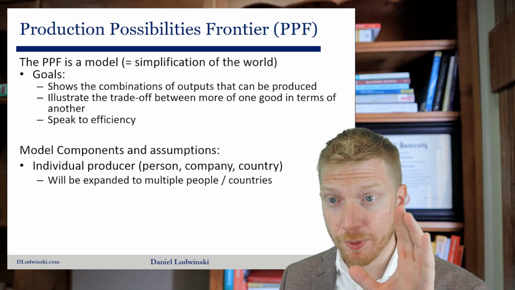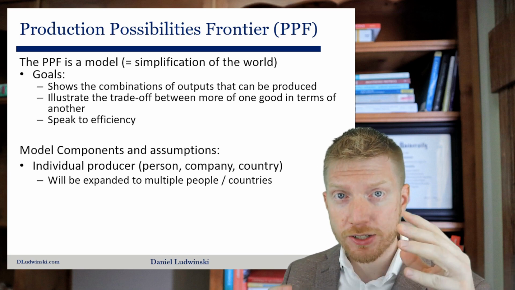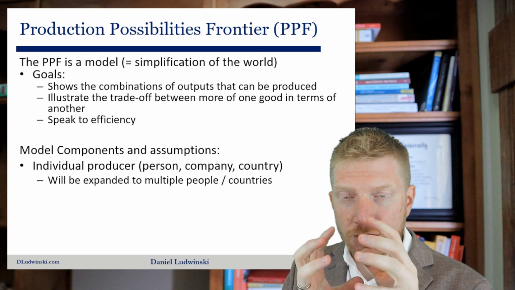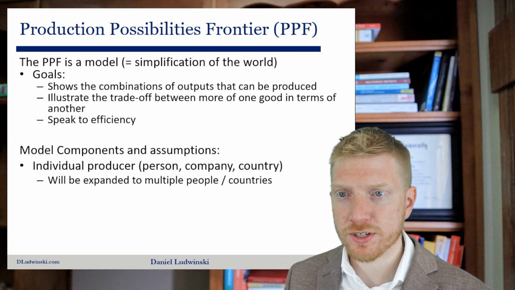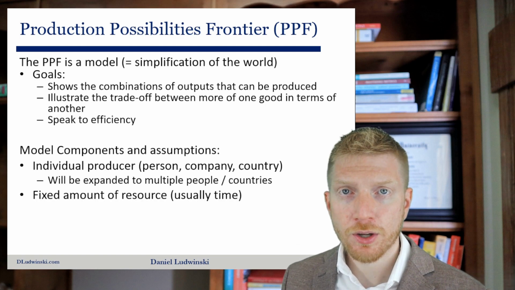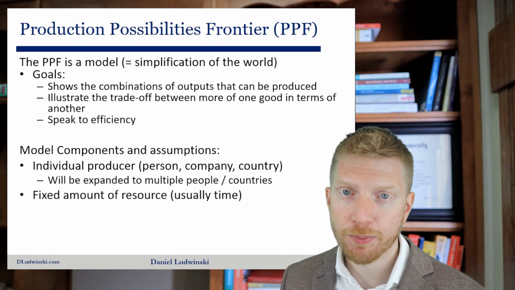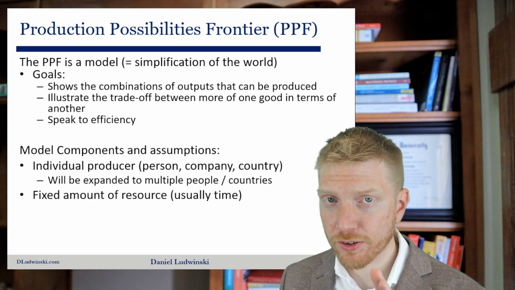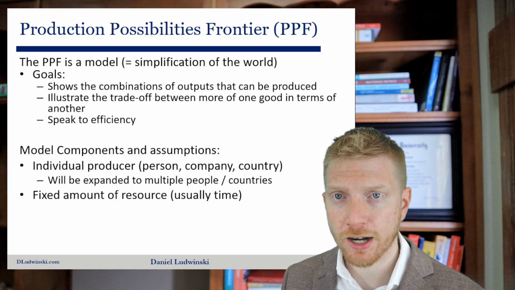And we'll be expanding this later in our unit to look at when we have multiple individuals producing, how can we combine their production? But we're just building on the core of this model, which is this individual producer. The individual producer is going to have a fixed amount of resources they can use. Generally, we're going to be sticking to the resource being time.